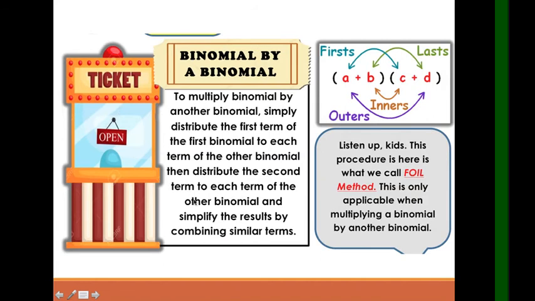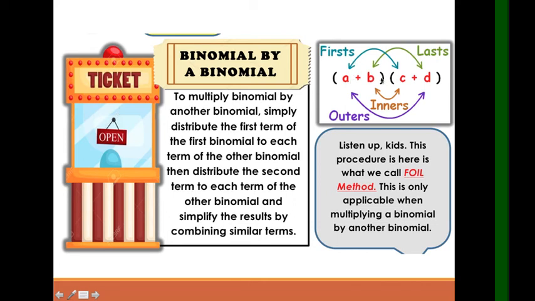Now, another, binomial by a binomial. To multiply binomial by another binomial, simply distribute the first term of the first binomial to each term of the other binomial. Then distribute the second term to each term of the other binomial and simplify the result combining similar terms. Or you can use this figure or representation.